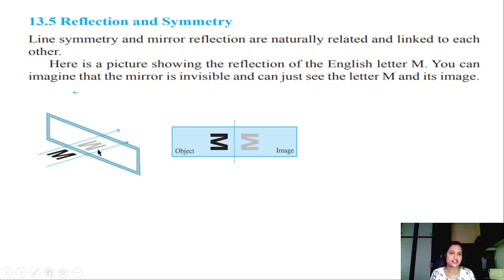It is a mirror image. It is the reverse of this, okay? Here there is a mirror in between. Imagine that the mirror is removed. Then its mirror image M is exactly opposite of that. This is the image you'll get. But what happens? It is a line of symmetry. If you fold this page, this M will exactly fall on that M. That's why it is symmetrical.